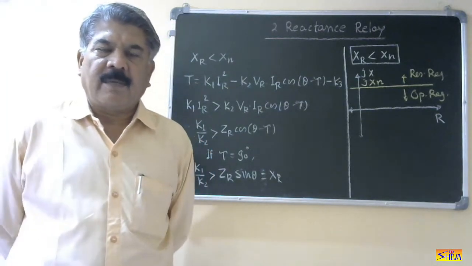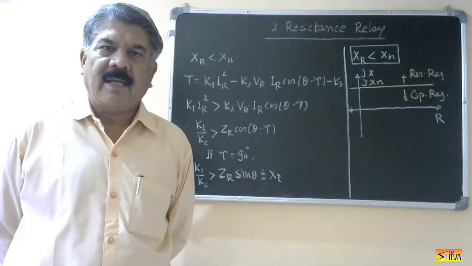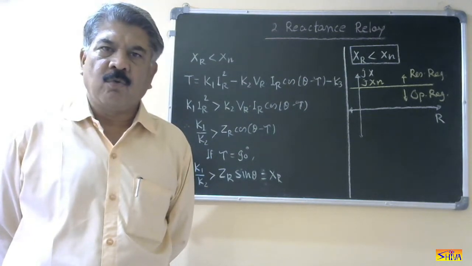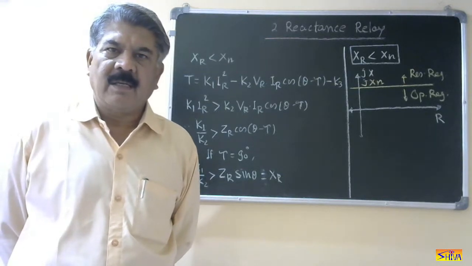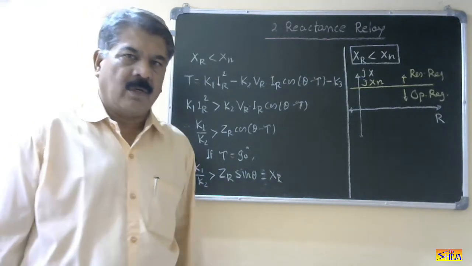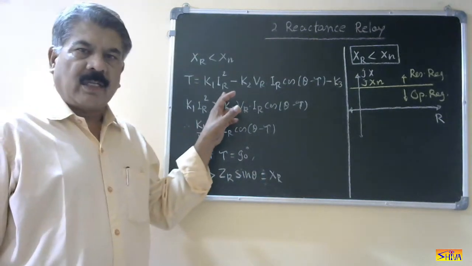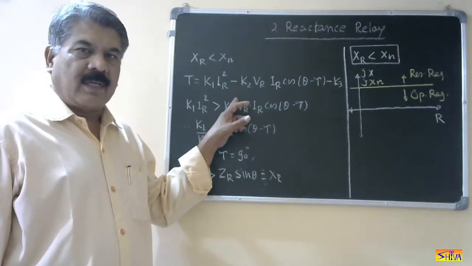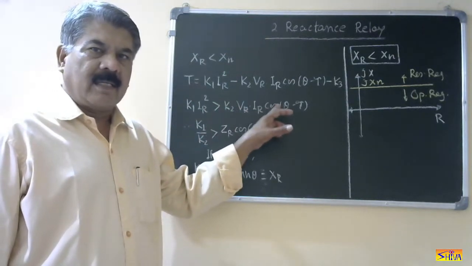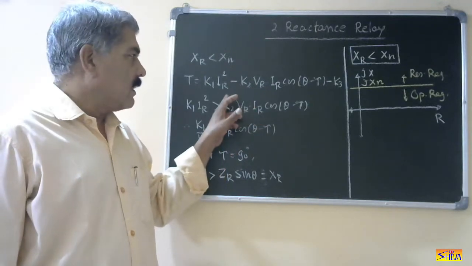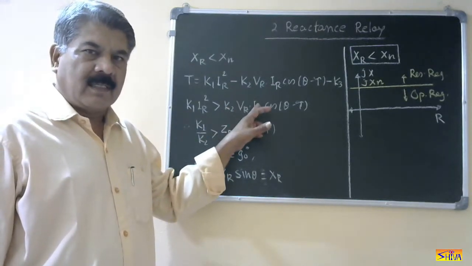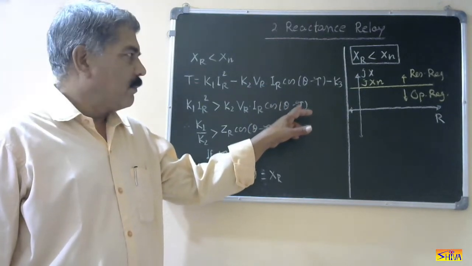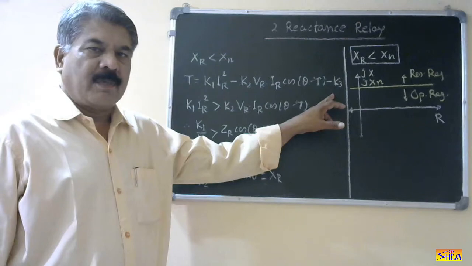Now if it is an electromechanical relay, then an additional winding is provided in parallel with the operating coil whose flux reacts with the flux of the restraining coil. So the torque equation, which is originally K1 IR square minus K2 VR square minus K3, is modified like this: K1 IR square minus K2 VR IR cos theta minus tau minus K3. Here K3 is the spring constant.